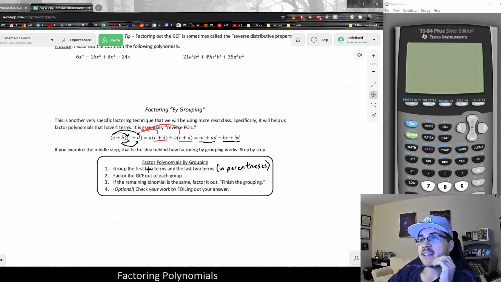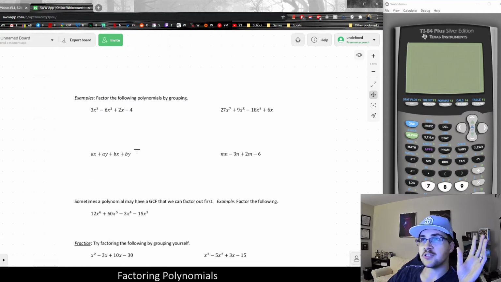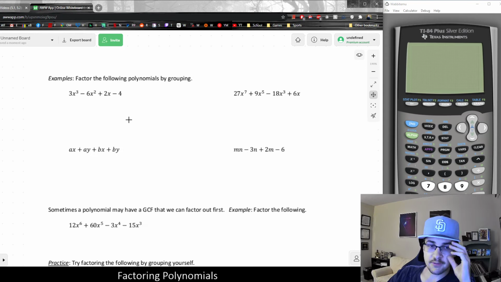Anyways, step 2 is to factor out the GCF from each group, which is what we did there. It says if the remaining binomial is the same, factor it out, what I'll often refer to as finish the grouping, and then we can obviously double check ourselves. So let's do a few examples. That was all very abstract. Let's get into it with a few of these.